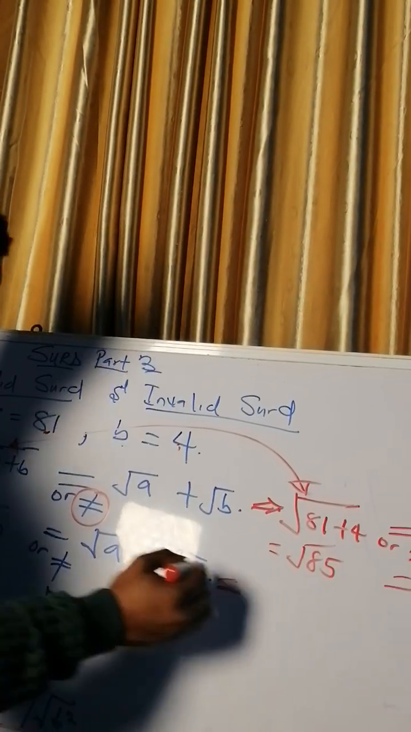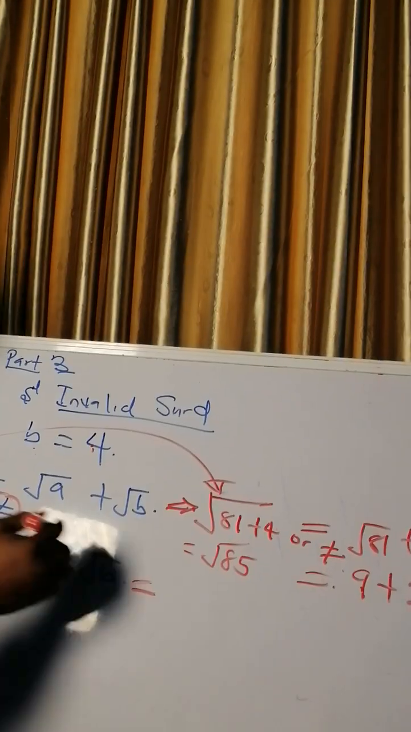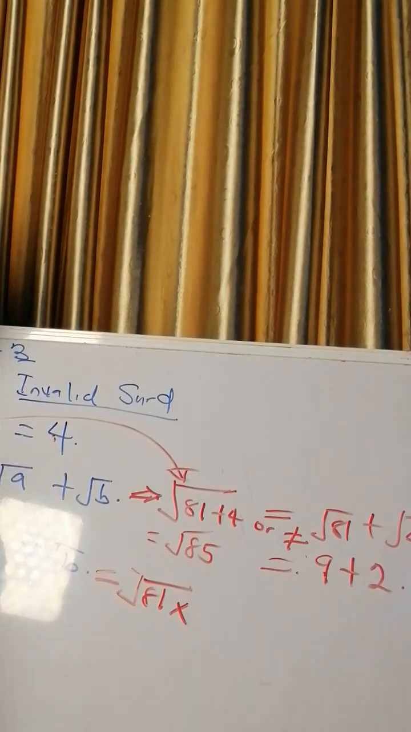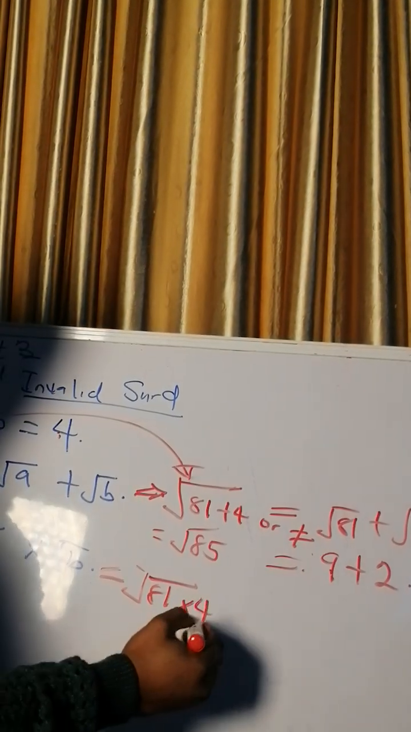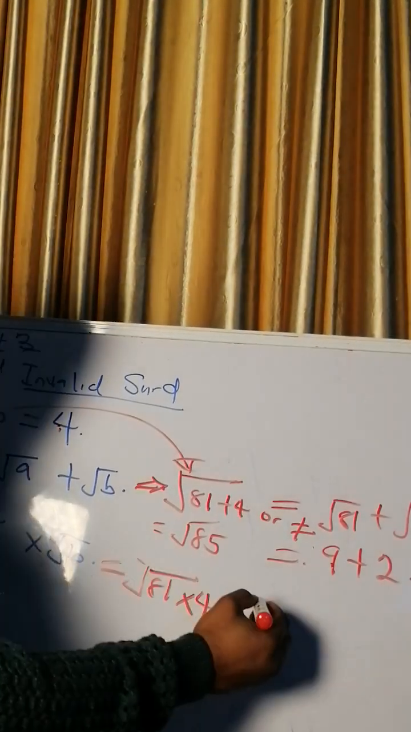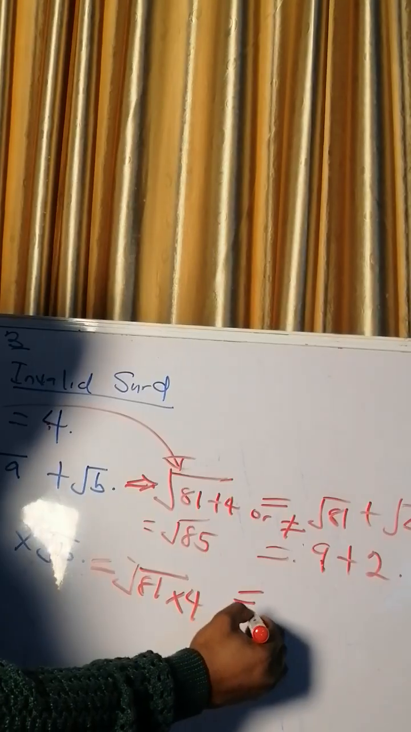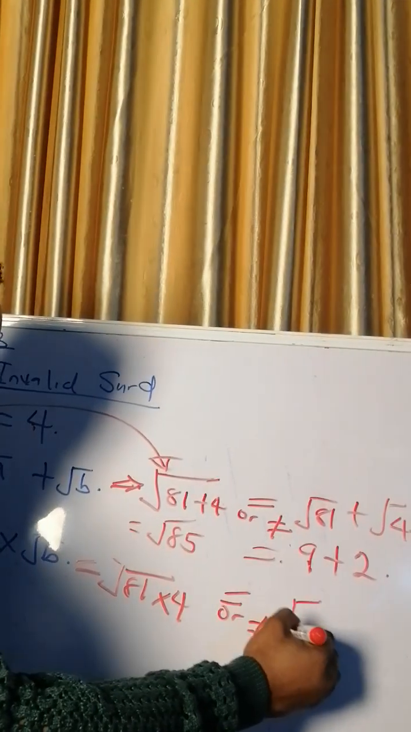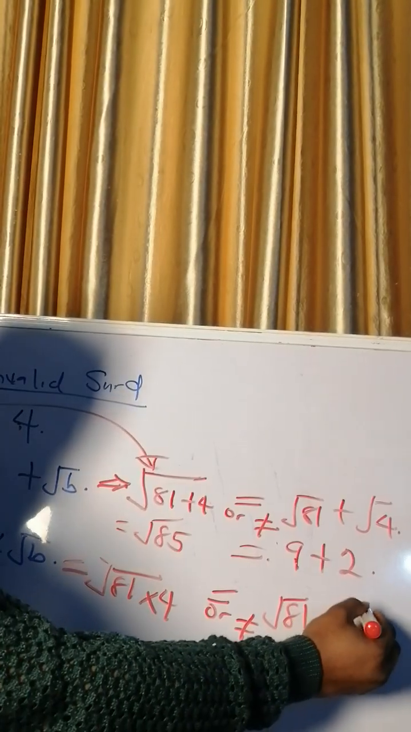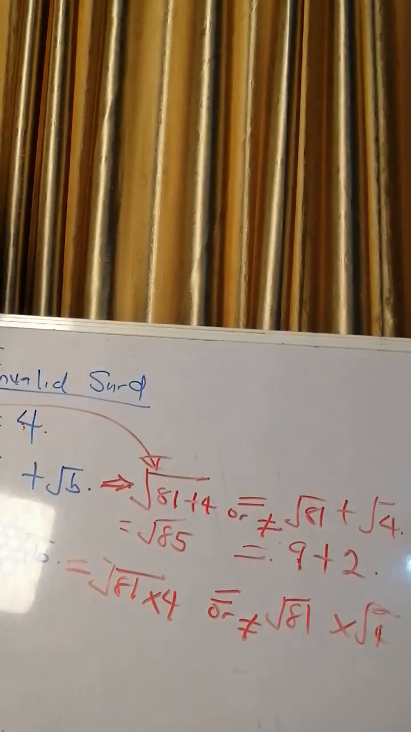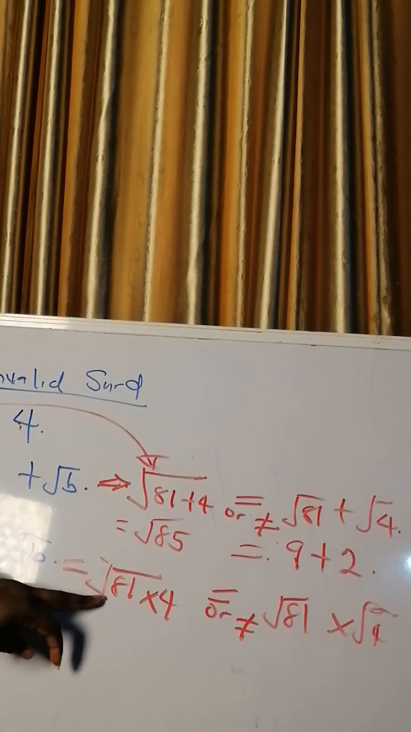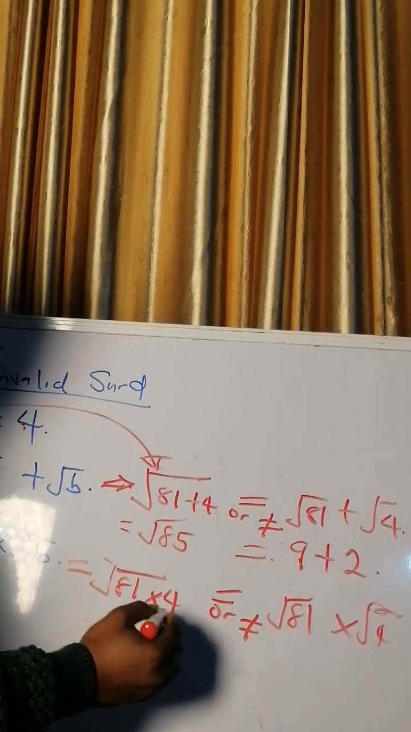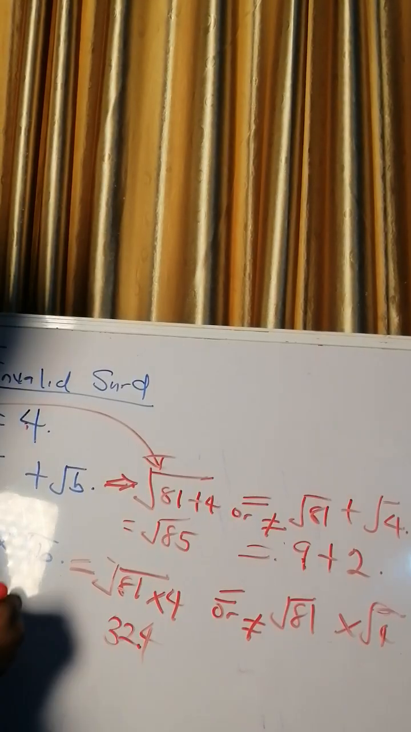If we say for this number, that's the B section, that is if we have 81 times 4, are we going to say is equal to or is not equal to 81 times root 4? Okay, so now 81 times 4, by the time we do this, 4 times 1 is 4, 8 times 4, that's 32.